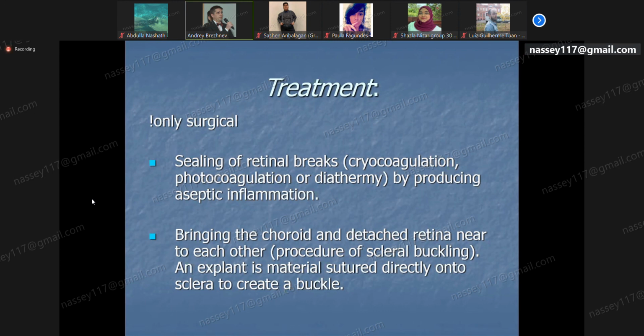Sealing of retinal breaks by different types of coagulation, cryo, low temperatures, or photo by laser, by producing aseptic inflammation. And bringing the choroid and detached retina near to each other by the procedure of scleral buckling. An explant is material sutured directly onto the sclera to create a buckle.